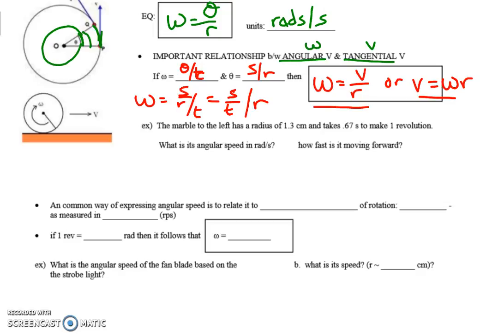Okay, so let's do a simple little example here. We have a marble rolling forward with a velocity v and an angular velocity omega. It has a radius of 1.3 centimeters, and it takes 0.67 seconds to make one revolution. What is the angular speed in radians per second? Notice we're given one revolution, so we have to convert that to radians first. That's pretty simple. One revolution is 2 pi radians. And you might ask, how am I supposed to know to do that first? Well, if we're looking for angular velocity in radians per second, then that's our conversion factor.